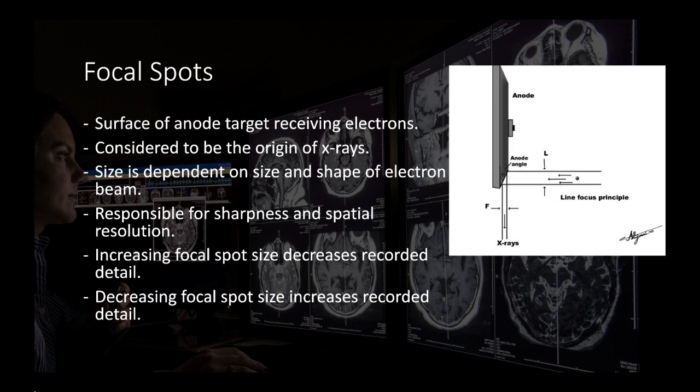Increasing focal spot size will decrease recorded detail, and decreasing focal spot size will actually increase recorded detail. It's generally ideal to use a small focal spot size to maximize recorded detail. However, a large focal spot may be used if a shorter exposure time is necessary.